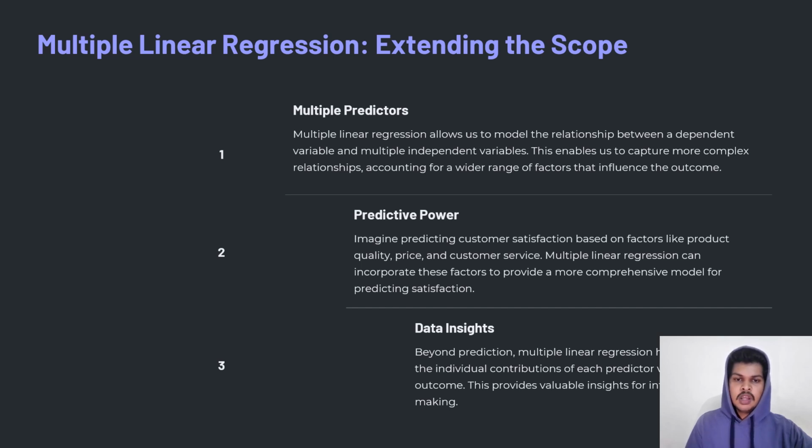Predictive power. Imagine predicting customer satisfaction based on factors like product quality, price, and customer service. Multiple linear regression can incorporate these factors to provide a more comprehensive model for predicting satisfaction. Data insights. Beyond prediction, multiple regression is used to understand the individual contribution of each predictor.